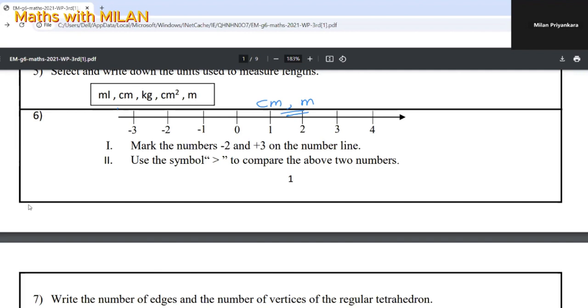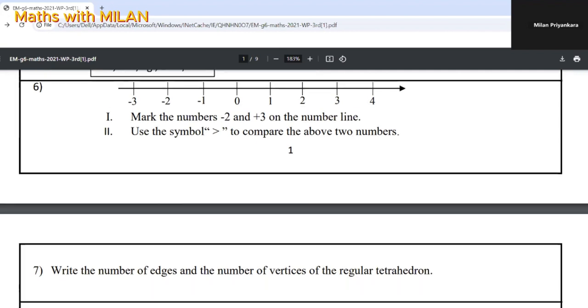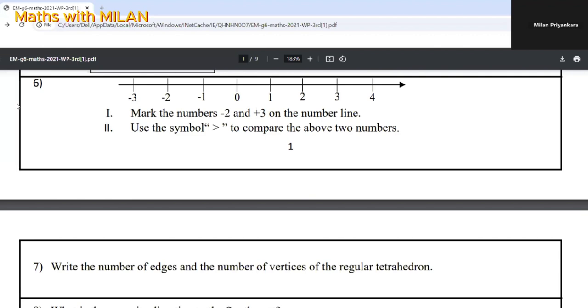In question 6, mark the numbers -2 and +3 on the number line. -2 is this one. You need to draw a small circle and shade it. And +3 is here. And this is +3, right? So this is how you mark that.